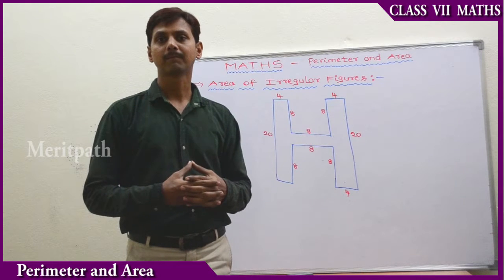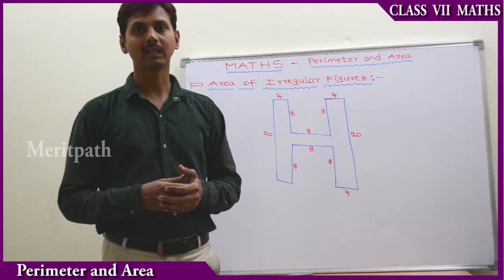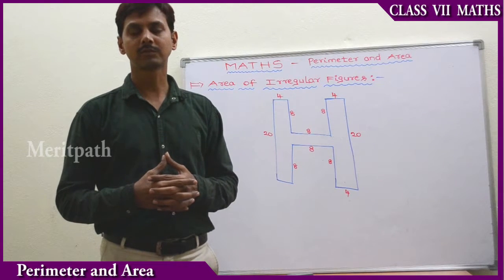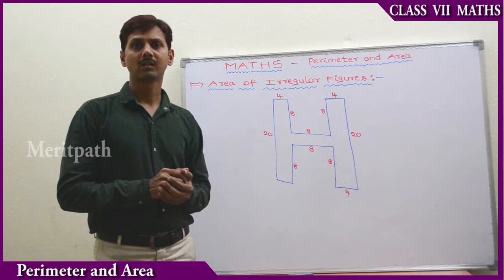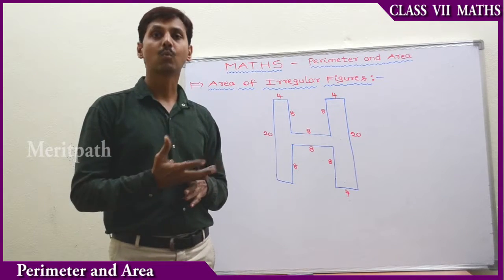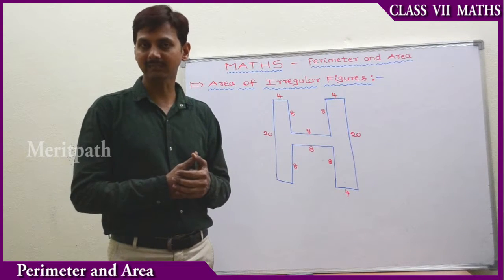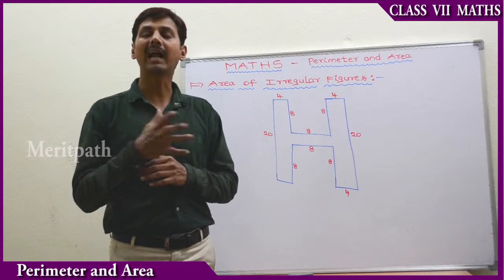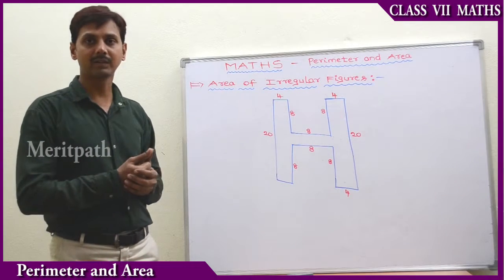The polygons which are having all the sides different and the angles different, we call them irregular figures. So to find out the area of irregular figures, we need to divide them into some rectangles or triangles, whatever parts are present in that irregular figure. After dividing them, we find out the area of each figure and add all the areas. Then we get the total area of that irregular figure.